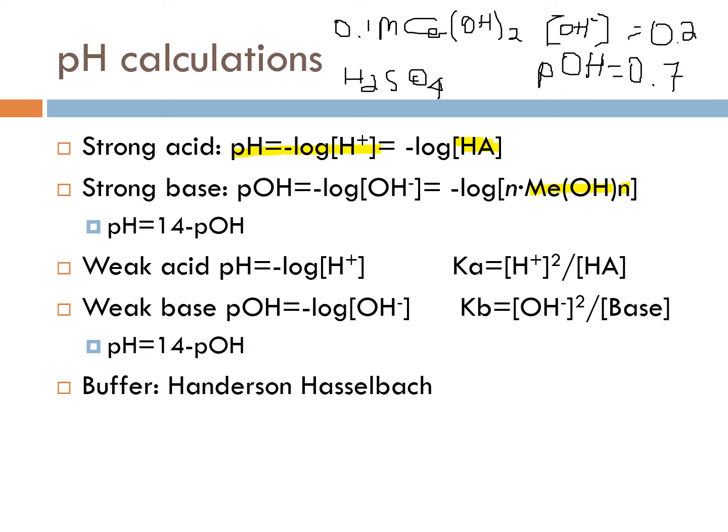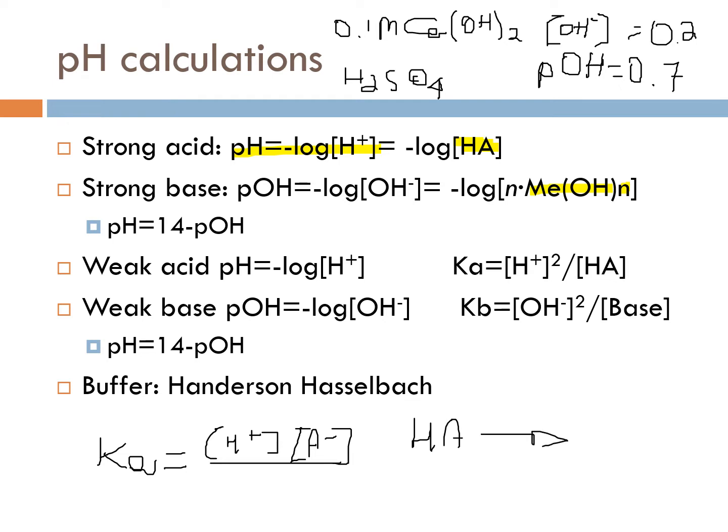Okay. Weak acid. For the weak acid, you need to remember that the Ka that is going to be given is going to be the concentration of the H plus times the concentration of the A minus, over the concentration of HA. I'm assuming you remember that, but let's not take anything for granted. This is the equilibrium for the dissociation of the weak acid, generic HA.